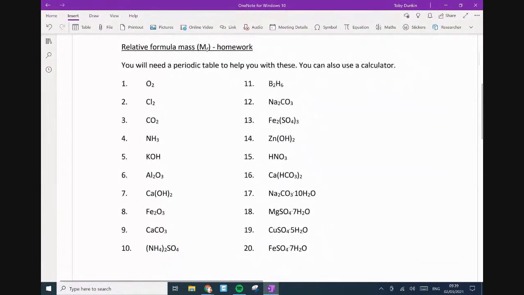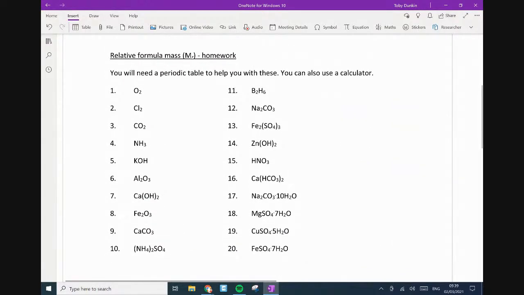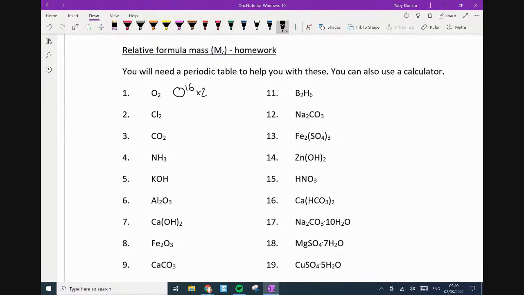Right, so your homework was here. Got my calculator on standby. It says work out the relative formula mass. It's actually a mixture of RMM and RFM because they're ionic and covalent. Oxygen, O2: 16 times 2, total 32. Tick it if you got it right, folks. One mark. Next, chlorine, Cl2: 35.5 times 2, so it's 71. Tick it if you got it.